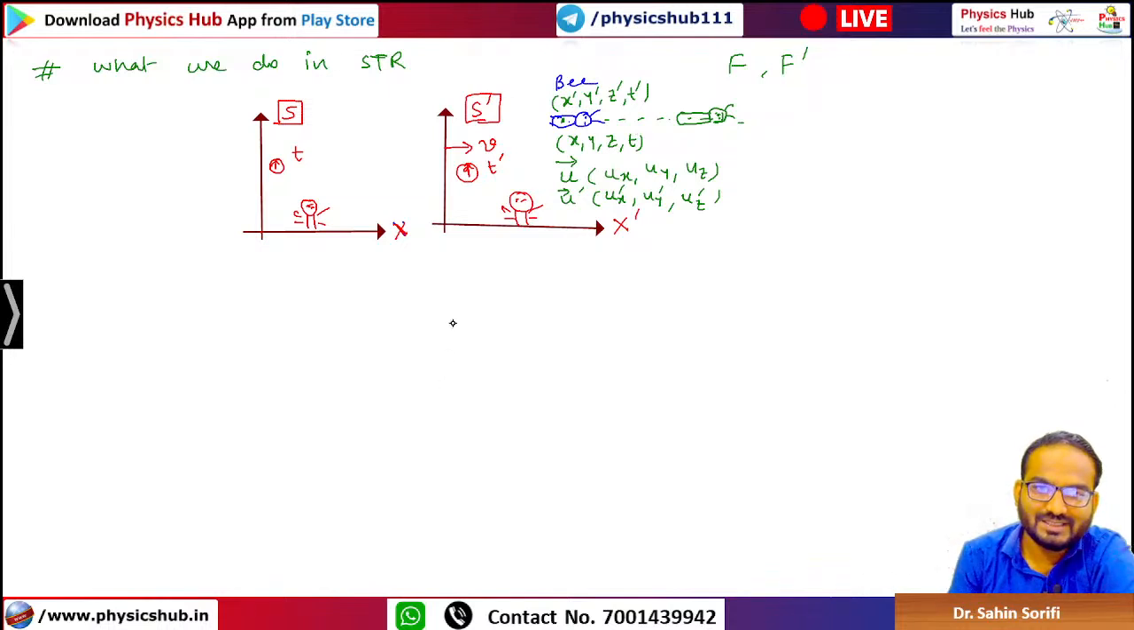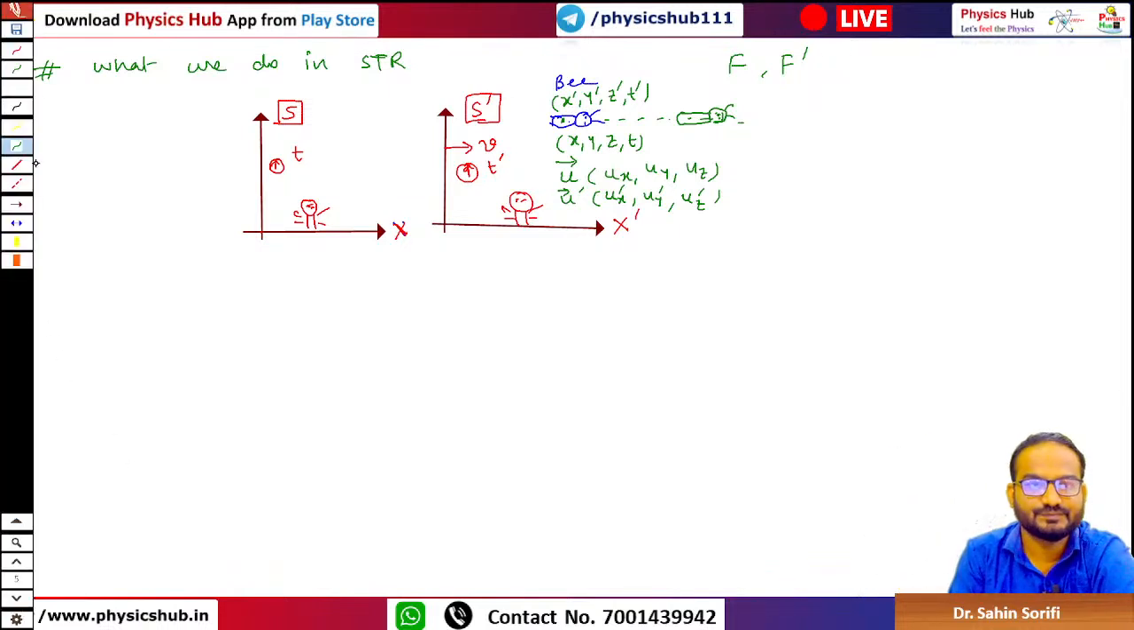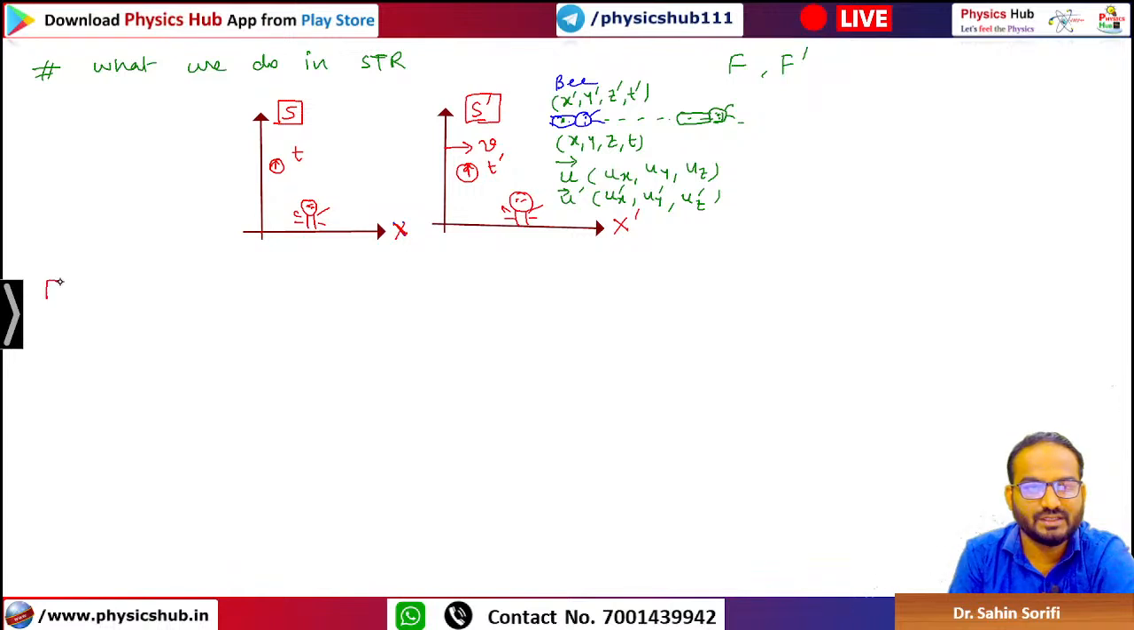So we are not studying the motion of the frames, we are studying motion of anything with respect to these two frames. This is what it is. I hope everything is all right now.